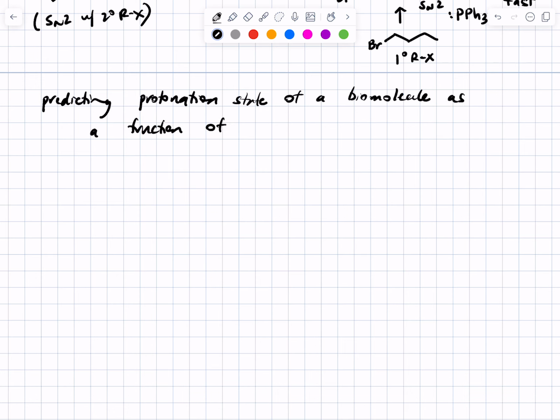And in so doing, we're going to use something that you learn in general chemistry that you hoped and prayed you would never encounter again, and yet here it is, the Henderson-Hasselbalch equation.